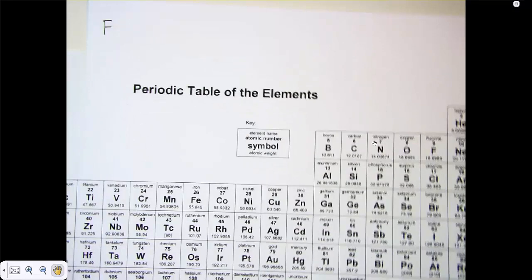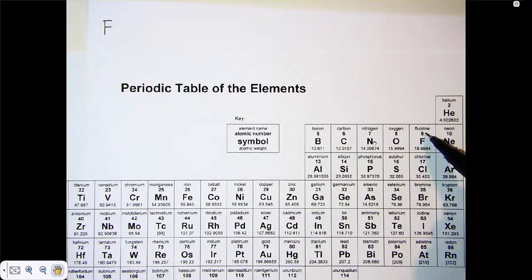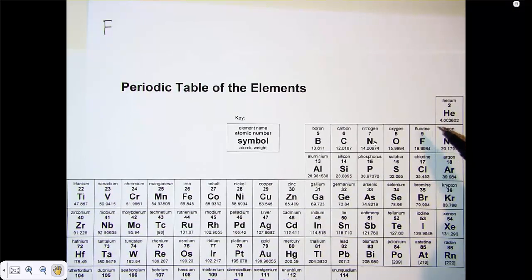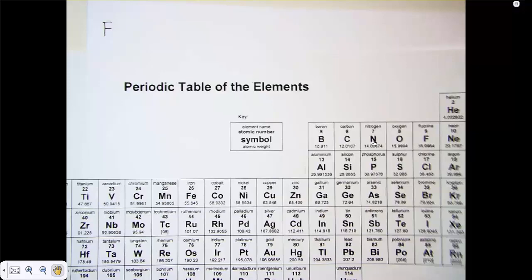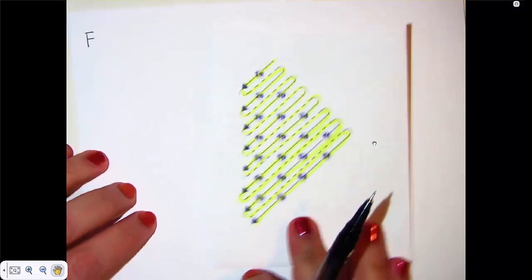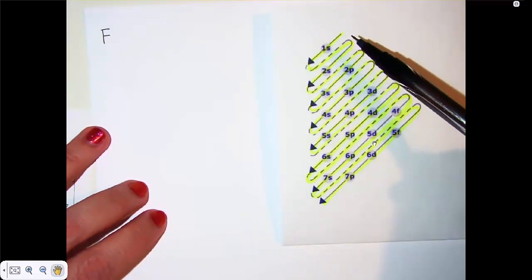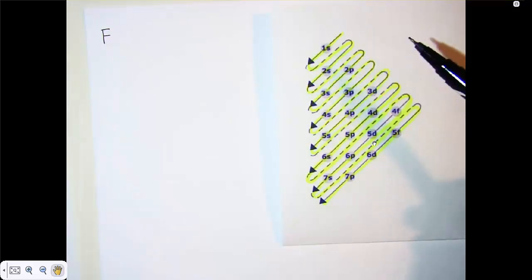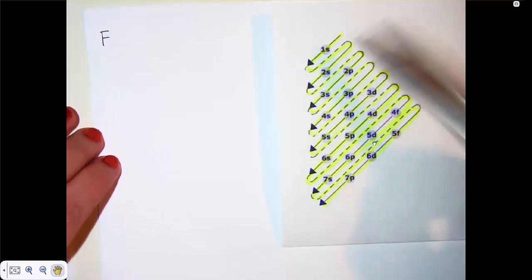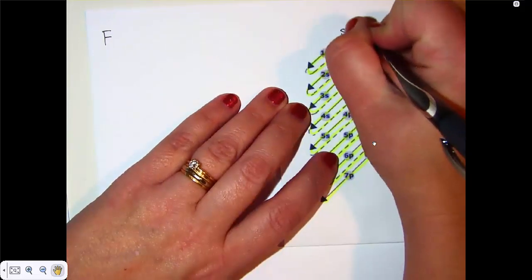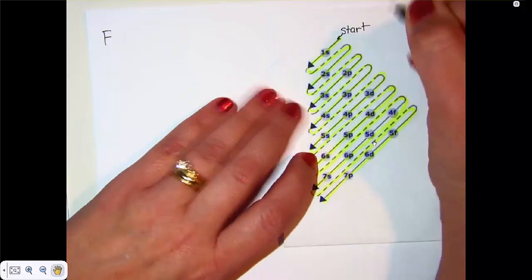Alright, so let's start with fluorine. Fluorine, if you look on the periodic table, has 9 for the atomic number, which means it has 9 protons and 9 electrons. So we need to draw 9 electrons for fluorine. So we're going to use Aufbau's chart here. And Aufbau principle states that the electrons are going to fill in the energy level and sublevel with the least amount of energy first before they fill in the higher energy sublevels. So you're always going to be starting up here for every element. And you're just going to follow this path.